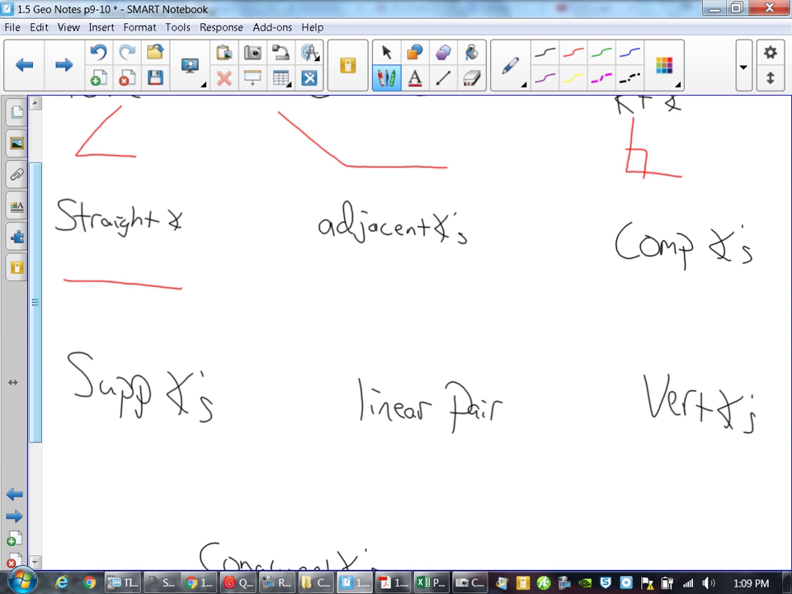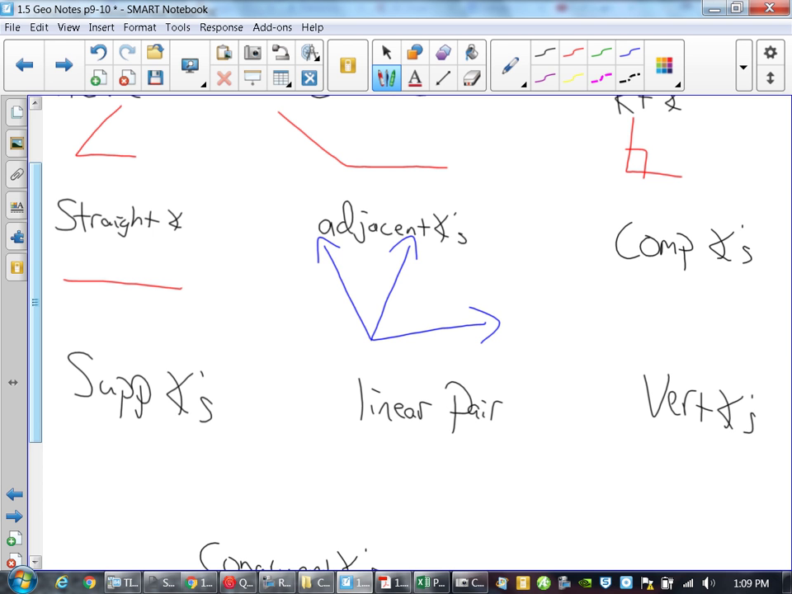What are adjacent angles? Next to each other, what do they have in common? Vertex, very good. The adjacent angles are the ones that have the same vertex. Those are adjacent angles. They have a common vertex. They have a common side. And that's it.